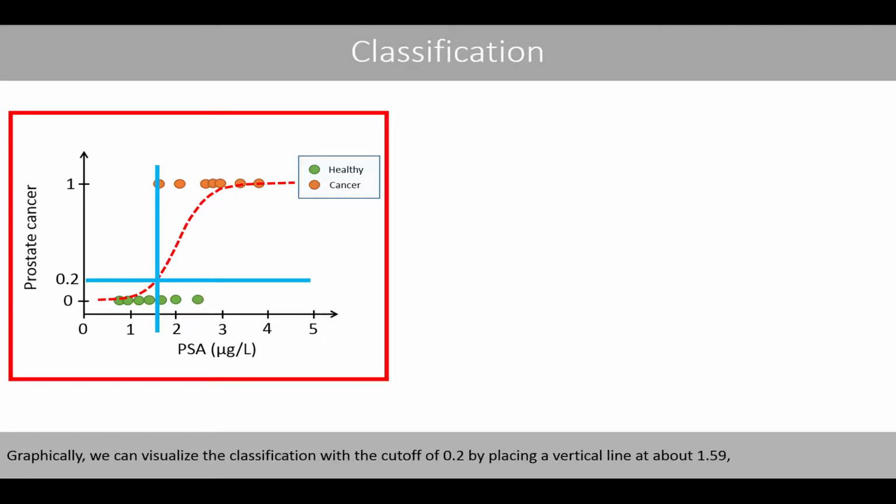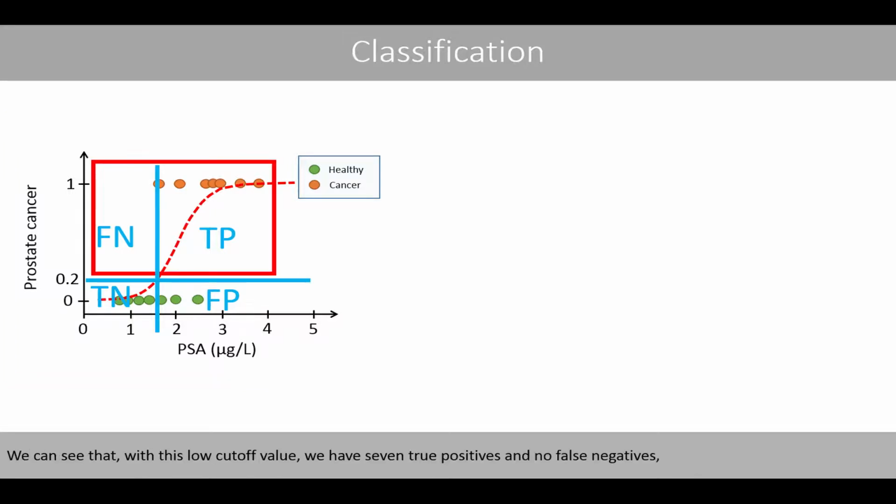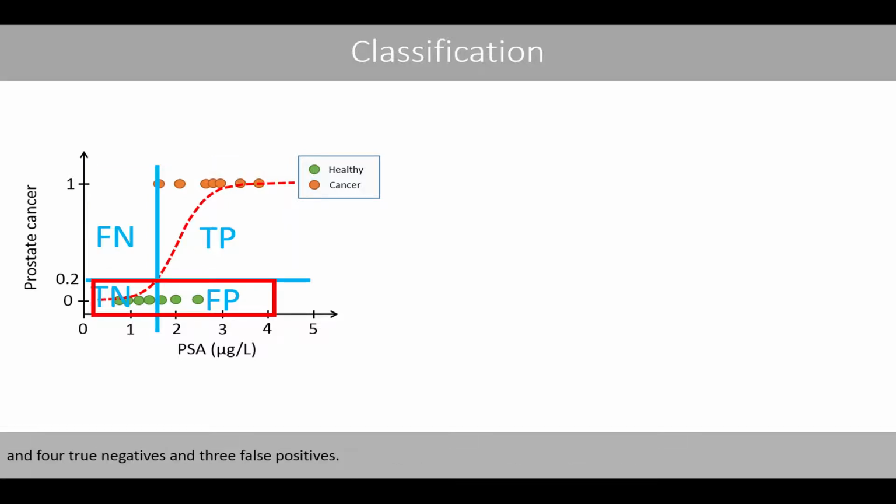Graphically, we can visualize the classification with a cutoff value of 0.2 by placing a vertical line at about 1.59 and classify the points like this. We see that with this low cutoff value, we have 7 true positives and no false negatives, and 4 true negatives and 3 false positives.